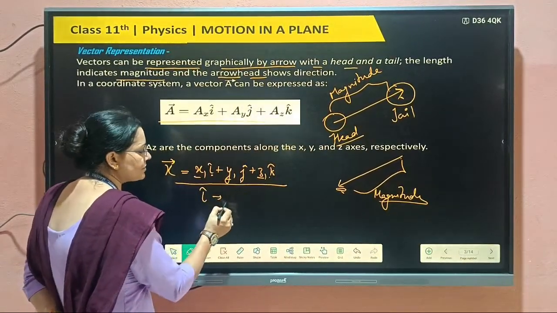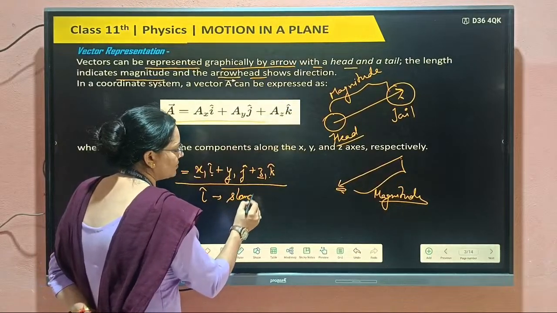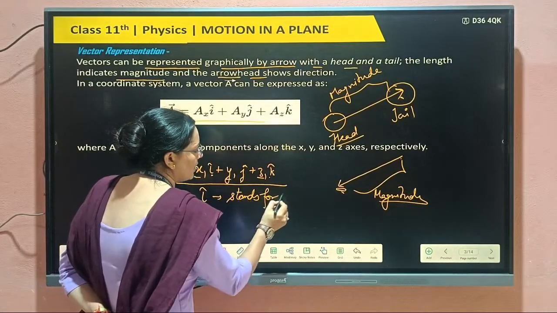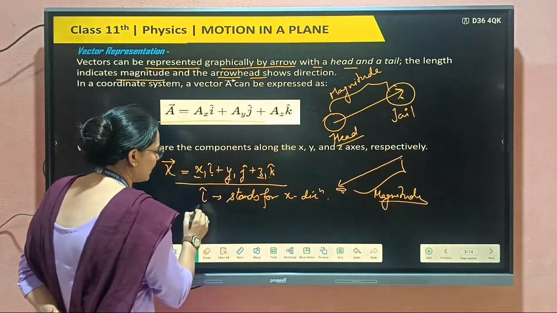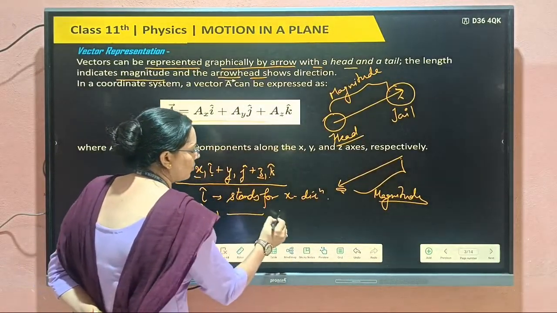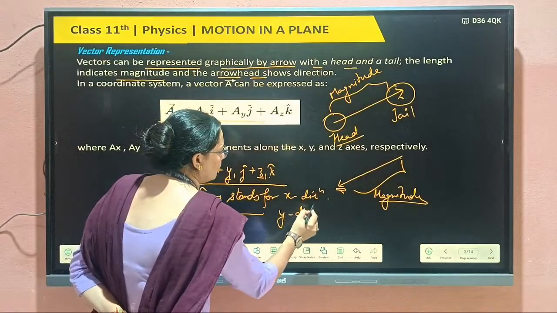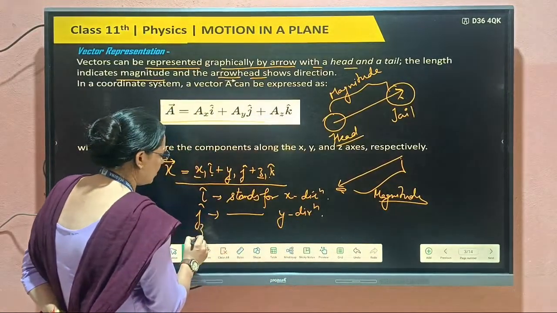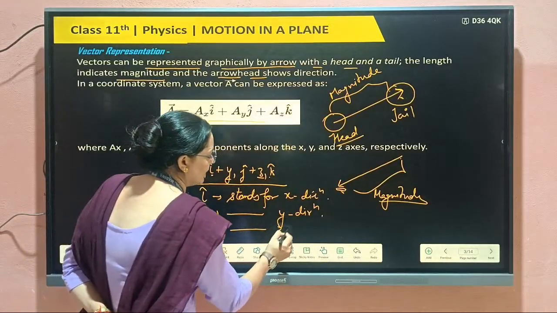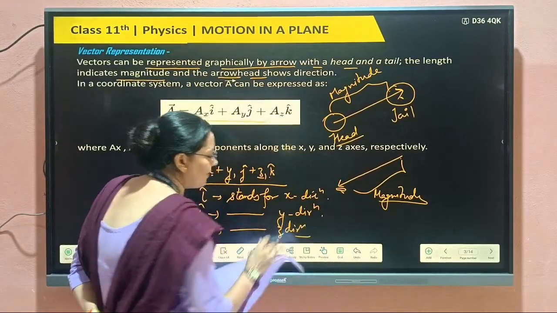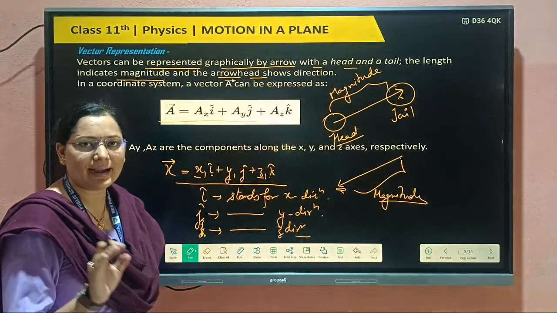Beta, i cap stands for x direction, j cap stands for y direction, and k cap stands for the z direction. Having these three axes x, y and z.